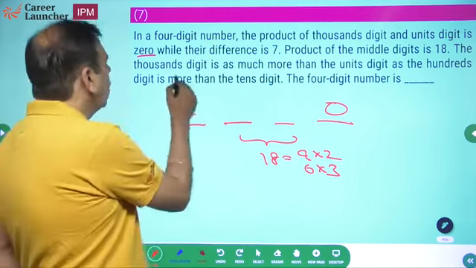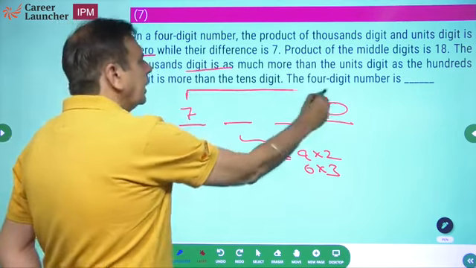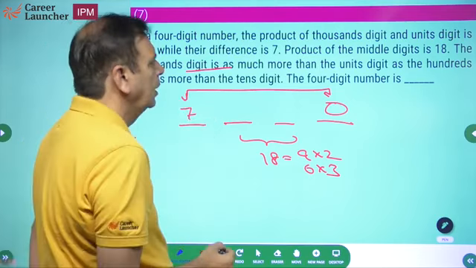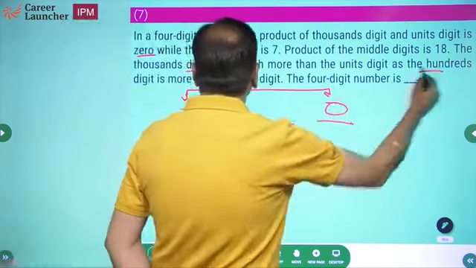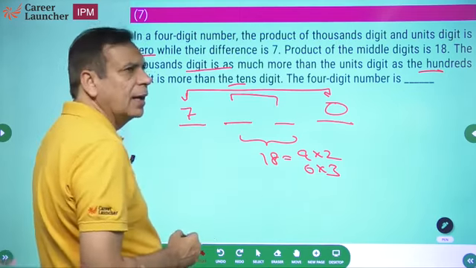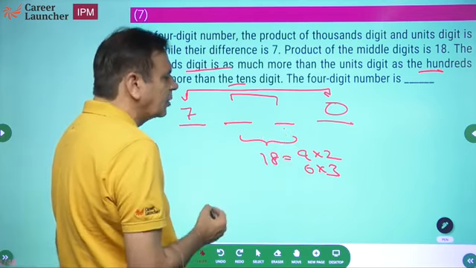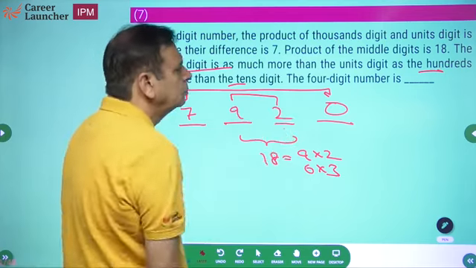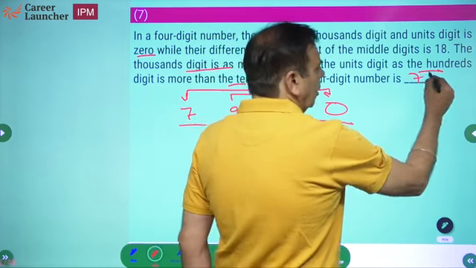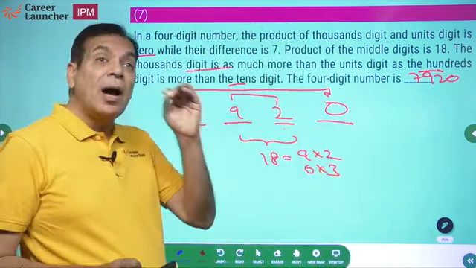Okay? The thousands digit is 7 more than the unit digit, as the hundreds digit is more than the tens digit. इन दोनों का भी difference 7 होना चाहिए, and the hundreds digit should be more than the tens digit by 7. That means this has to be 2. So the answer is 7920. No जुगाड़ required. This is a straightforward simple question. ये सवाल मिस करना गुनाह है.